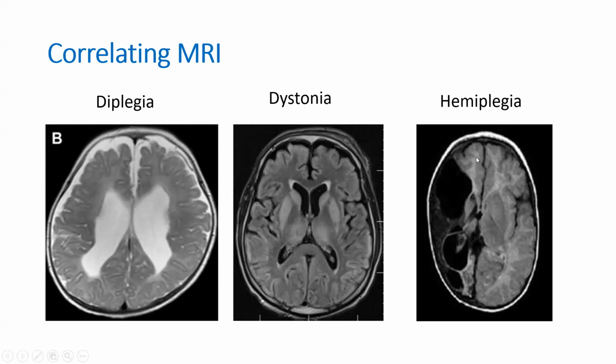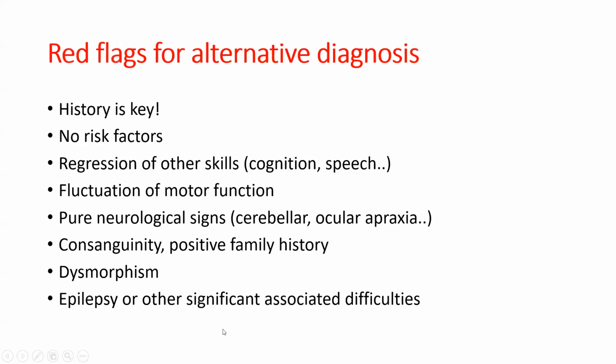And of course, in the third child, you can see a whole right MCA cystic encephalomalacia. This could be an antenatal or a perinatal stroke, or in some cases, you may also have a huge developmental malformation of the brain. And you're happy that, yes, you have a befitting history, you have a correlating MRI, and you can call it cerebral palsy.